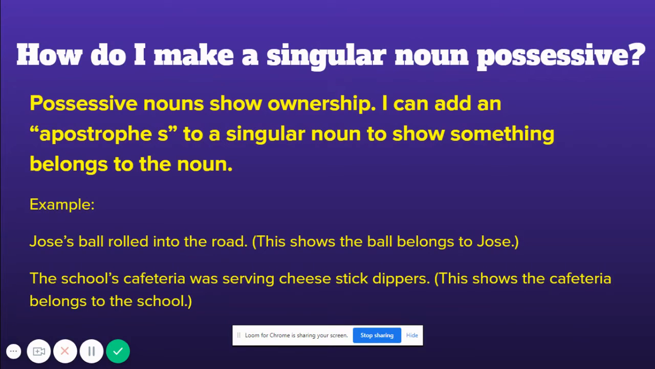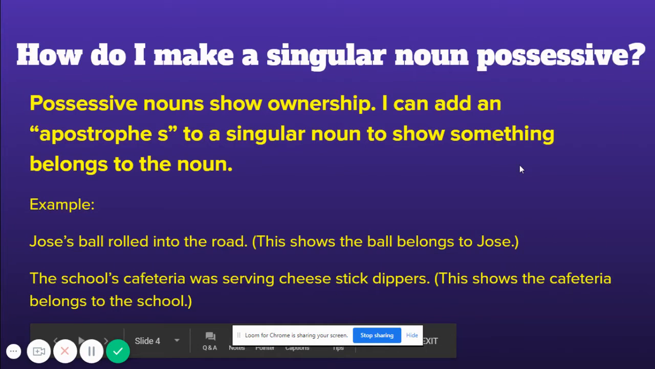It's Jose's ball. The school's cafeteria was serving cheese stick dippers. Whose cafeteria? The school's cafeteria. It wasn't the mall's cafeteria. It was the school's cafeteria. So one school, they own that cafeteria. And do you see how I have an apostrophe S at the end of the word? Okay, so this is for singular nouns.